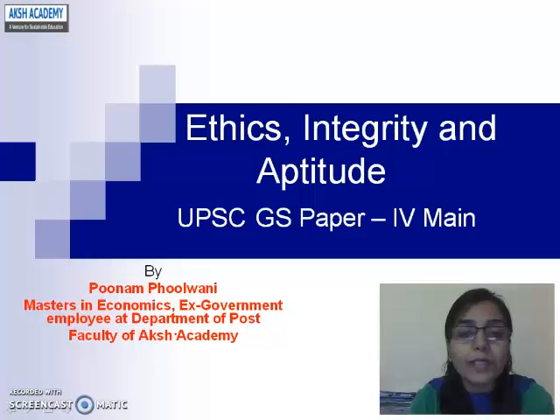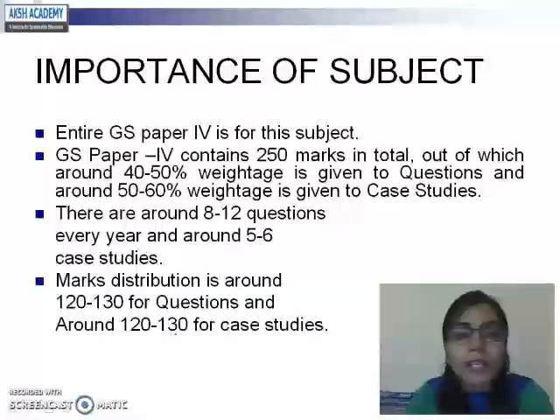In this session, I'll be dealing with how to approach the ethics, integrity and aptitude paper of UPSC GS paper 4. First, understand the importance of this subject. You will find that the entire GS paper 4 is dedicated to ethics, integrity and aptitude. Around 250 marks in total are given for this section. It's quite a scoring paper, as 250 marks are given in this.